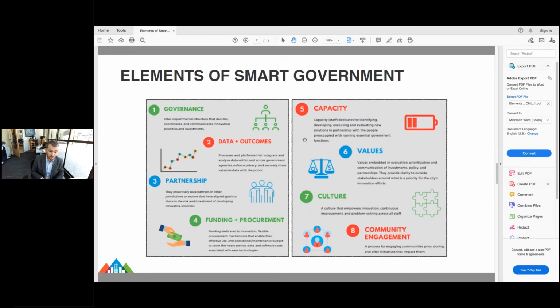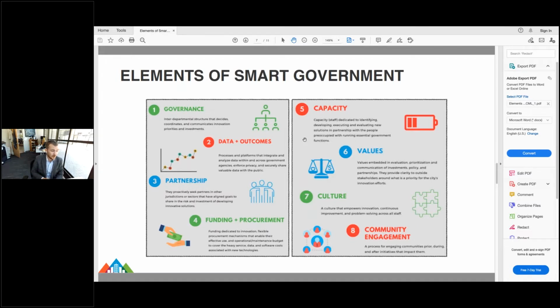Data and outcomes, which we'll talk more about here. Partnership is a really important one, where you're partnering with other sectors like business in new ways, or you're partnering with your neighbors, your jurisdictions, that I know both of these panelists will talk about today. Funding and procurement is a big one. How do we dedicate funding to innovation and doing these new sorts of technology experiments and demonstrations? And how do you procure them?